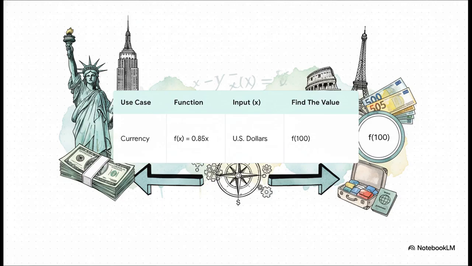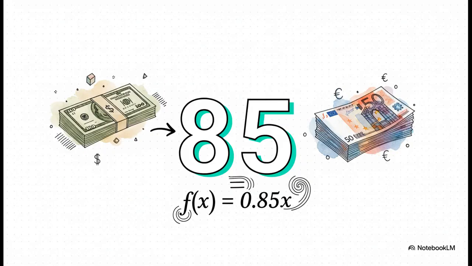The input, x, is just the number of dollars you have. So if you want to know how many euros you can get for $100, you need to evaluate the function for f of 100. So how do we find out? We take our input, 100, and we plug it in. We get 0.85 times 100. And the output, the final value, is 85. Your 100 US dollars just became 85 euros.